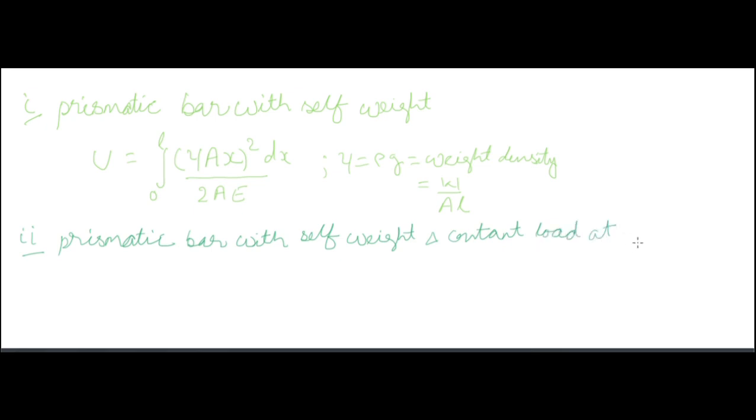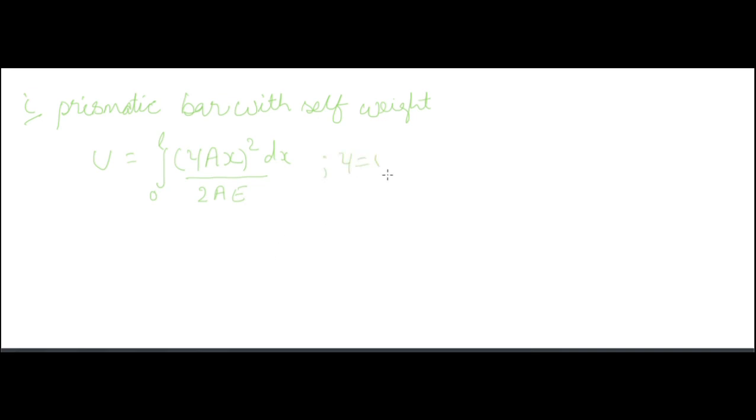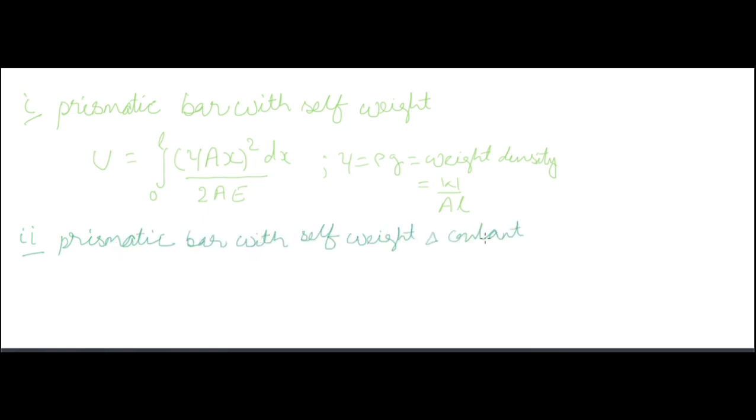Again, a prismatic bar with self weight and a constant load at the end. P is the constant load acting at the end. In that case you have the self weight and the load is also acting. The strain energy will be equal to the integral from 0 to L of (gamma A x plus P) whole square dx. So for self weight and a constant load at the end, U is equal to the integral from 0 to L of (gamma A x plus P) whole square dx by 2AE, where P is the constant load at the end.